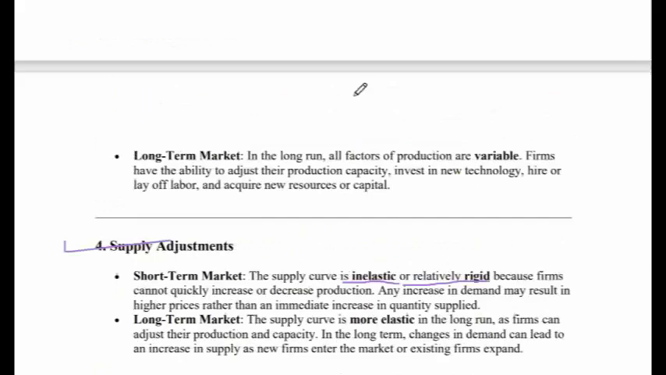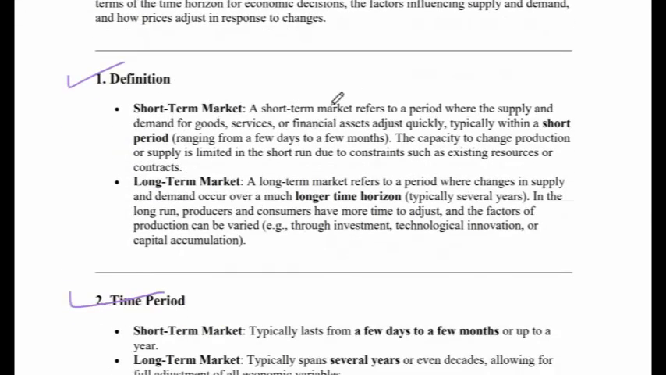तो इसमें जो फर्स्ट पॉइंट हमने पढ़ा था, तो वी हैव टू रीकैप दिस. इन शॉर्ट टर्म मार्केट द पीरियड वेयर द सप्लाई एंड डिमांड फॉर गुड्स, सर्विसेज और फाइनेंशियल एसेट्स they adjust quickly. अच्छा, डिमांड क्विकली एडजस्ट होता है बट सप्लाई क्विकली एडजस्ट नहीं होता है. ओके, सो द फर्स्ट पॉइंट वाज मोर टुवर्ड्स द डिमांड, where the supply and demand for goods, services or financial assets adjust quickly, typically within a short range.